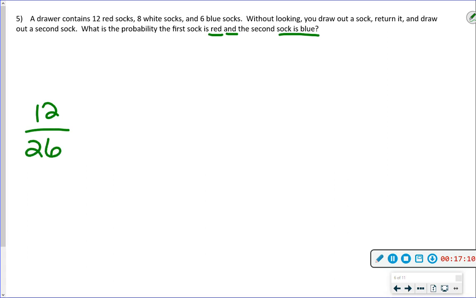Okay, let's do the blue socks. How many total blue socks are there to select from? 6. Now, here's the question of the day. Are you adding those probabilities or multiplying them? Multiplying. And means multiply. It says it on the formula sheet. All right. I'm just going to tell you what you get. You get 18 over 169.